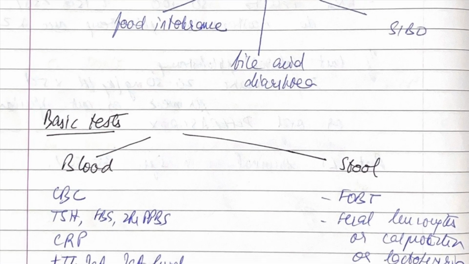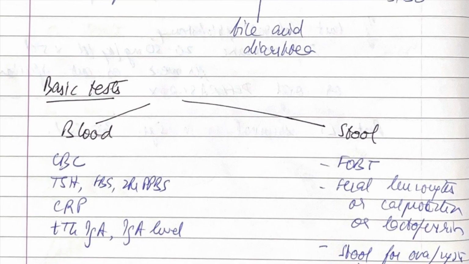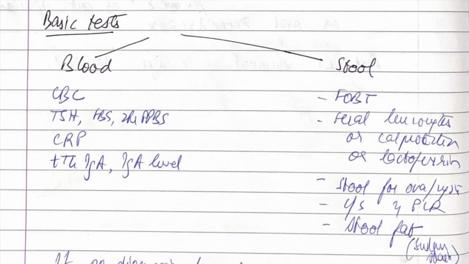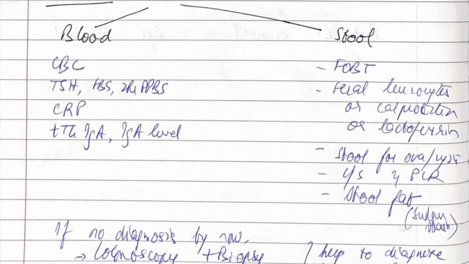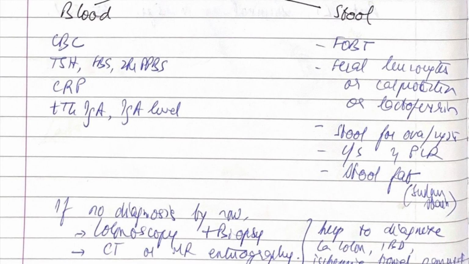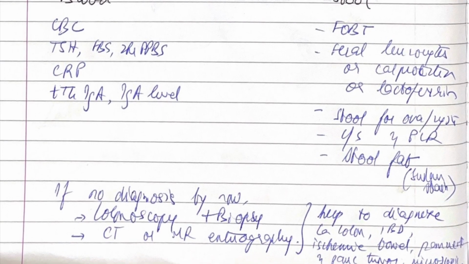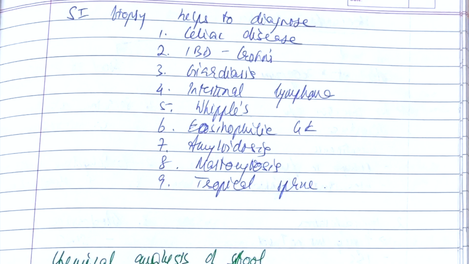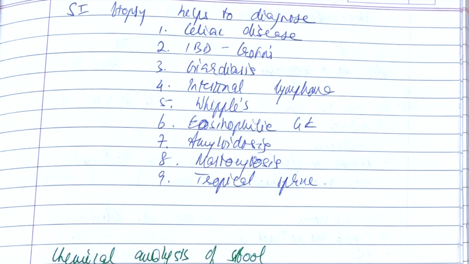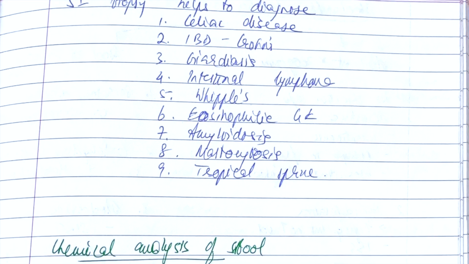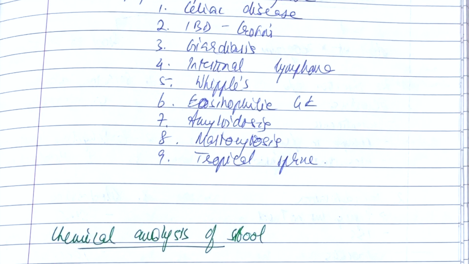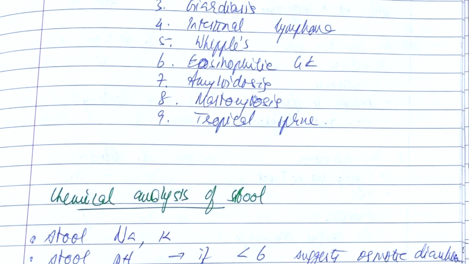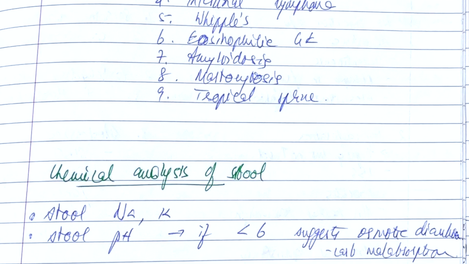The basic tests that we do in the blood are CBC, thyroid, blood sugars, CRP, TTG, IgA level. And in stool, we check for fecal occult blood, fecal leukocytes, calprotectin or lactoferrin, stool for ova and cysts, culture, PCR, stool fat. If there's no diagnosis by now, colonoscopy and small intestinal biopsy help us to diagnose celiac disease, IBD, Crohn's, giardiasis, intestinal lymphoma, Whipple's disease, eosinophilic gastroenteritis, amyloidosis, mastocytosis, and tropical sprue.